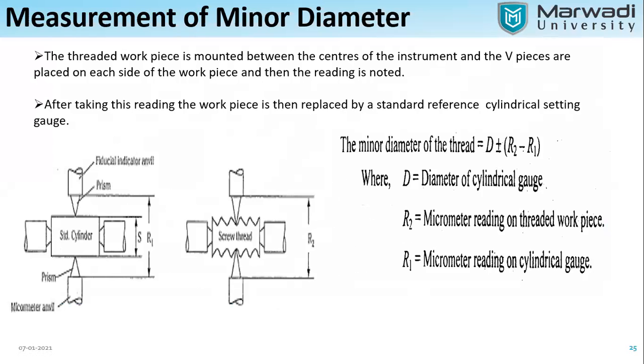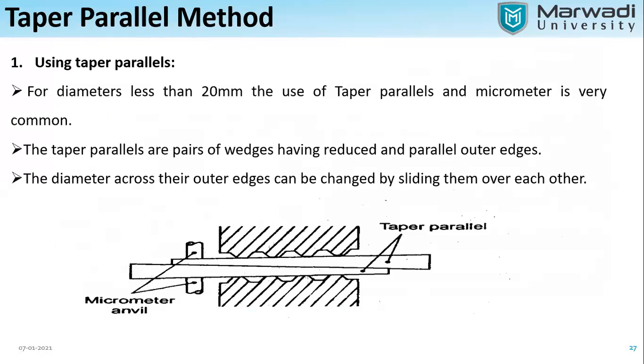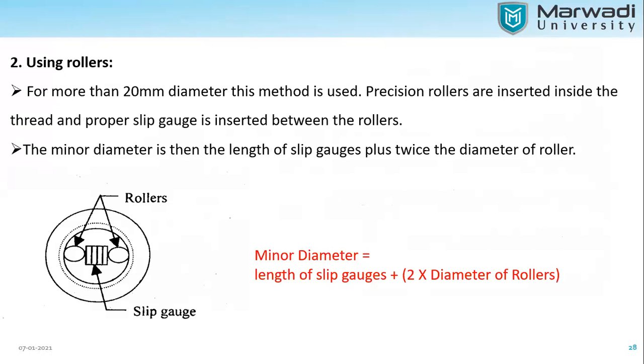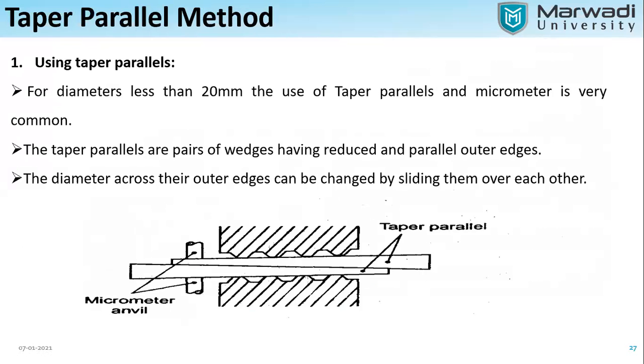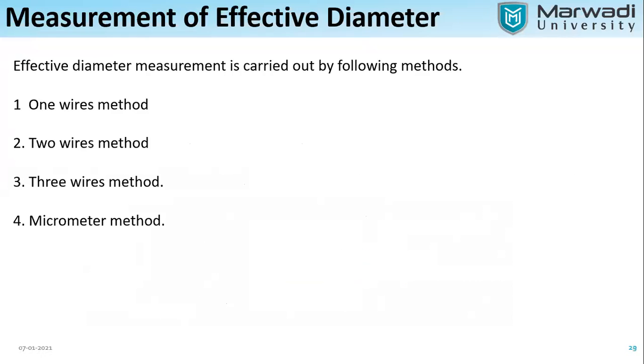This is how the minor diameter of an external screw thread is measured. Then the minor diameter of an internal thread is measured in two ways. The limitation of these two methods is that when the diameter is less than 20 mm, the taper parallel and micrometer can be used. The next method, the roller method, can be used when the diameter is more than 20 mm.